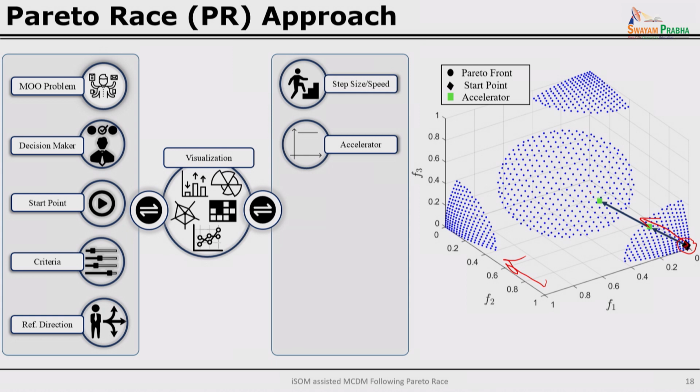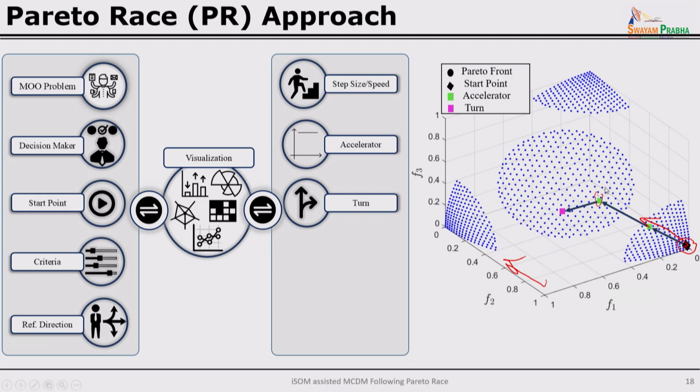Now they came up to this particular solution, and then maybe the decision maker says, okay, in this direction the way these objectives are changing, I don't like it, I want to change my criteria. So they change the direction. By changing the direction, again this is the new direction and this is the step size, and they come up to a new solution.